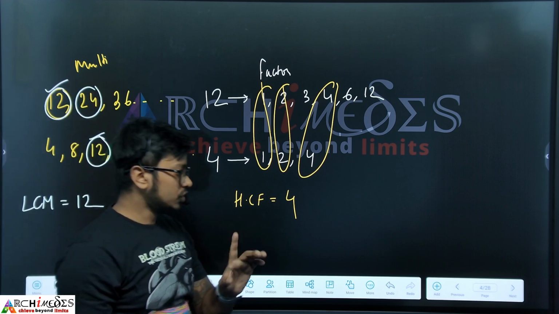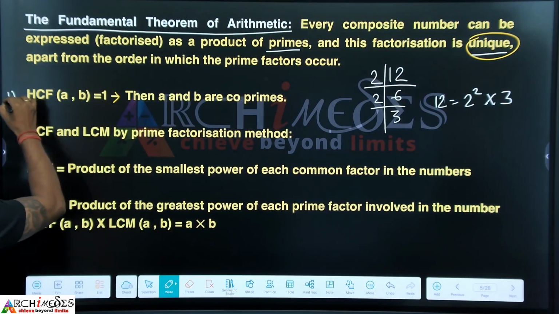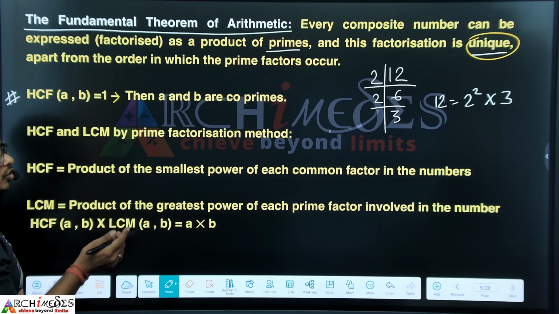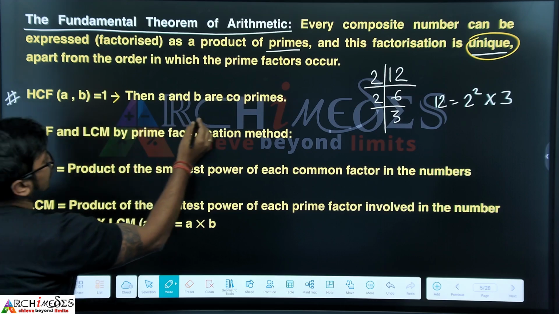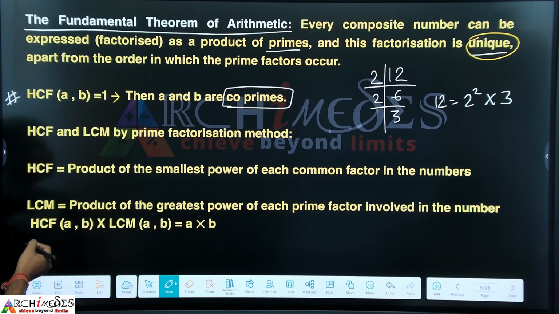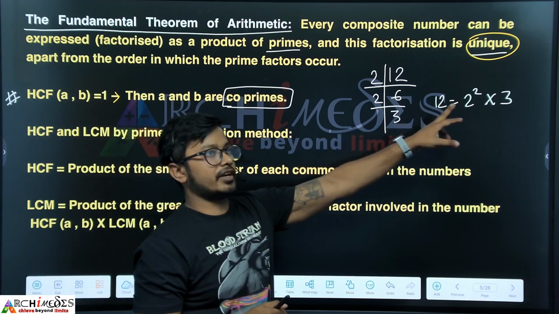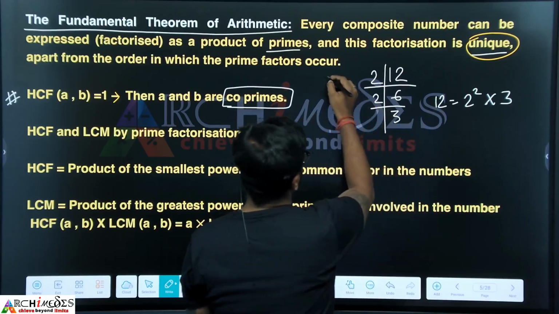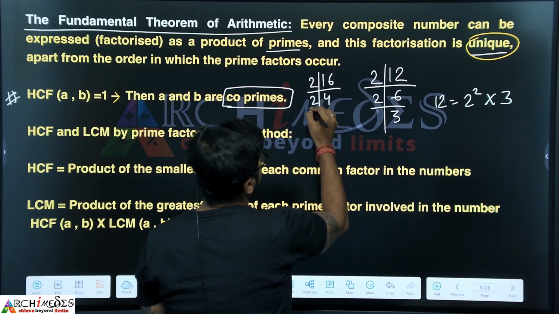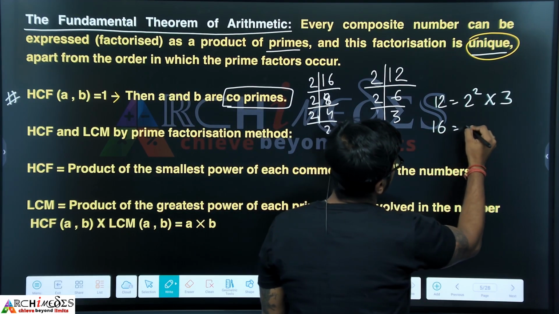Clear? So now listen carefully. Whenever there is no common factor except 1, because 1 is always a common factor, if the HCF of A and B is 1, then we call them co-prime. Okay, now HCF and LCM by the prime factorization method. For example, the prime factorization of 12 is this, and let's do 16: 2, 8, then 2, 4, then 2, 2. So 16 can be written as 2 to the power of 4.